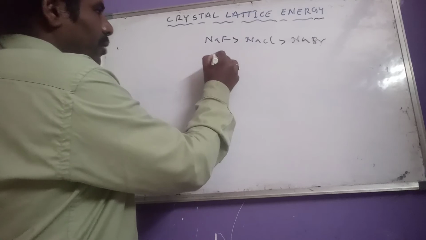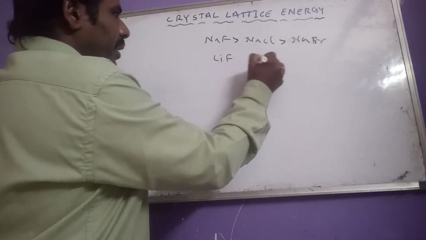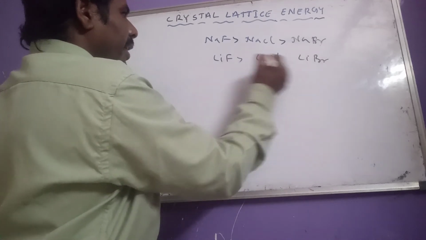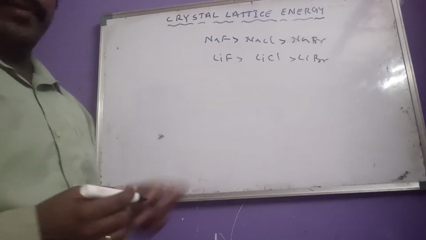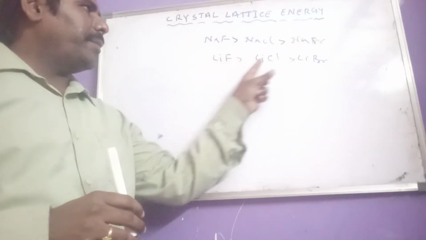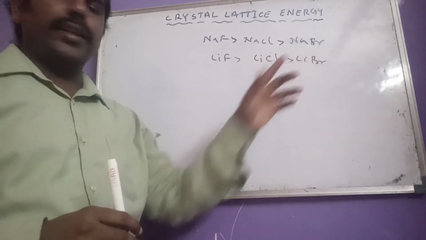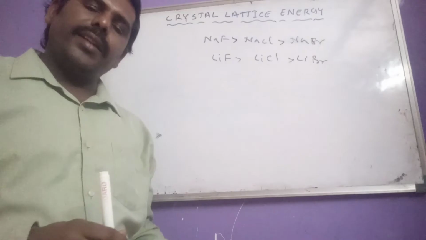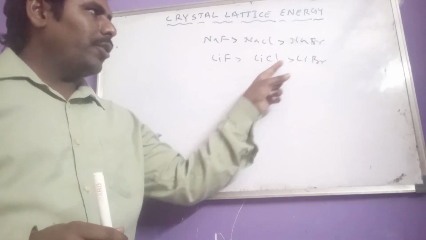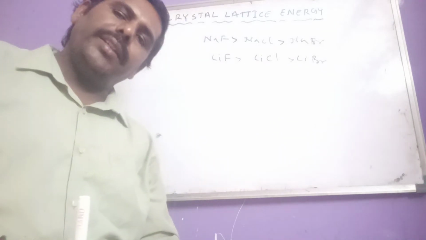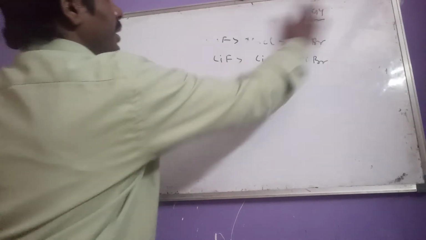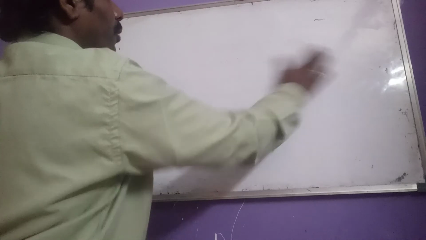And sometimes the question they may give like this: lithium fluoride, lithium chloride, lithium bromide. Here also same, lithium is common in all cases, neglect that. And as atomic size of anion increases, crystal lattice energy decreases. So lithium fluoride greater than lithium chloride greater than lithium bromide. So this is regarding crystal lattice energy of those compounds.